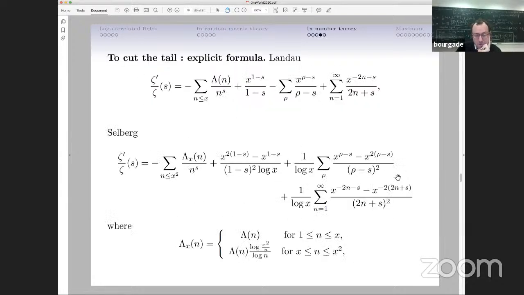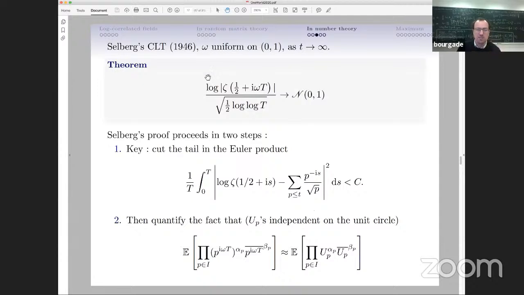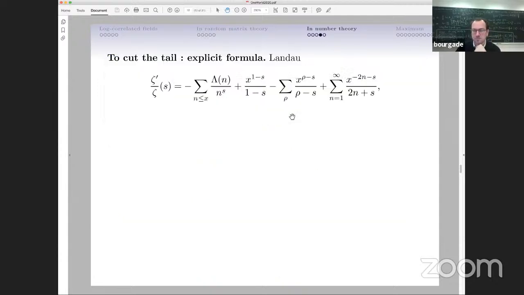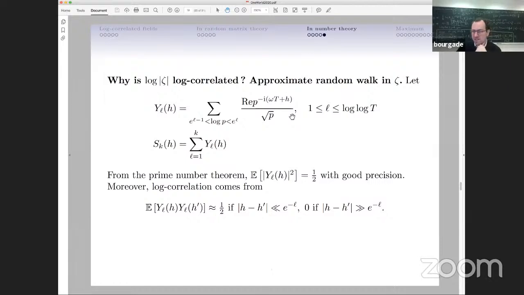Okay, so we understand why we have Gaussianity behind zeta. Now, why is it log correlated? I mentioned a result for one point. You may ask, what about two points? Where does the log correlation come from? Well, from what I said, what we really need to consider is S_k of h, which is the sum of these terms for primes up to T. That was Selberg's theorem, that you only need to consider this sum to understand the Gaussianity.